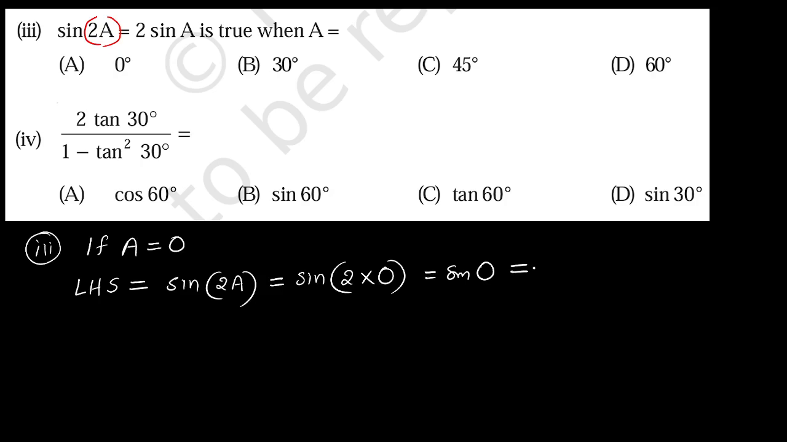Sine 0. Please tell me, anybody, you have the table, right? At least refer to the table. If you refer to the table again and again, you will memorize everything. What is sine 0? Sir, 0. Yes. Now, sir, option A is correct. Yes, very good. RHS is 2 sine a, a very simple question. 2 into sine 0, I am putting a equal to 0. Sine 0 is 0.